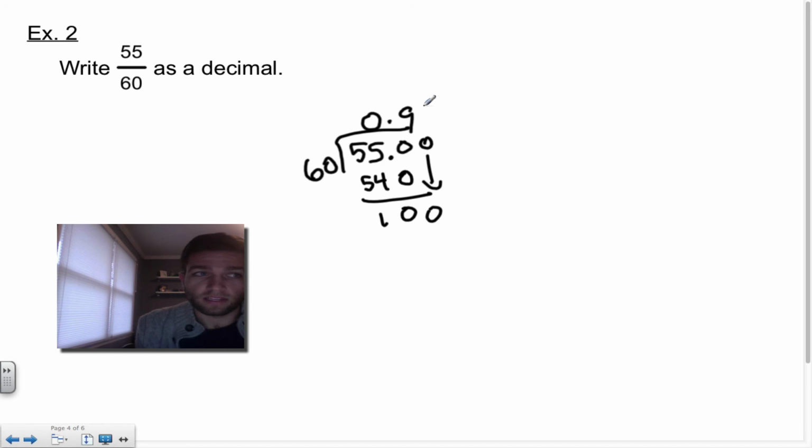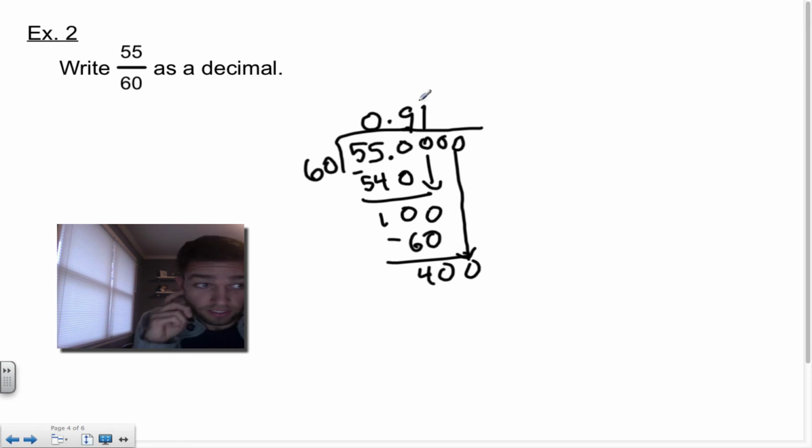Bring this down. It can go in 1 time. Let me extend my line. If you do your subtraction, you will get 40. Okay, bring down a 0. 60 can go into 400 6 times, and that's 36. Whoops, excuse me, 360. 6 times 60 is 360, not 36.